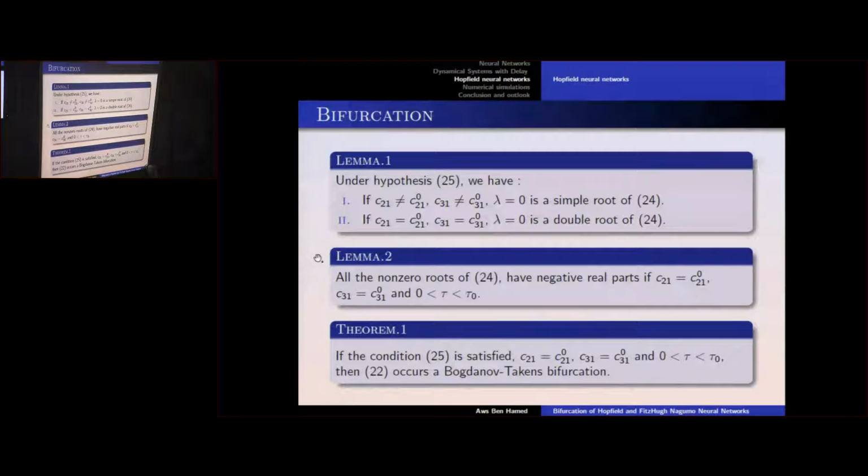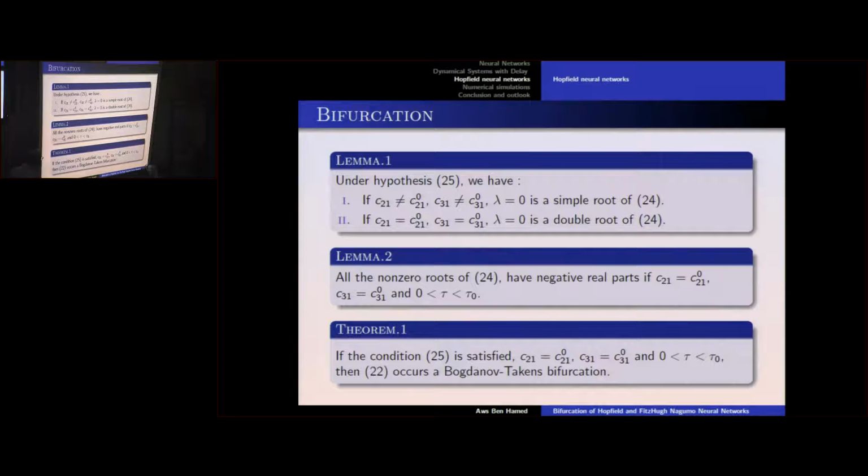So first lemma: if C21 is different from C210 and C31 is different from C310, lambda equal to 0 is a simple root, or single root, of the characteristic equation. If we have equality, then 0 is a double root of the characteristic equation. Second lemma: all the non-zero roots of the characteristic equation have negative real parts if and only if C21 is equal to C210 and C31 is equal to C310, and 0 is the critical value.